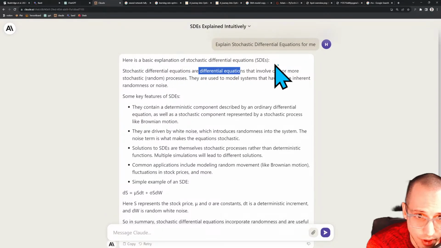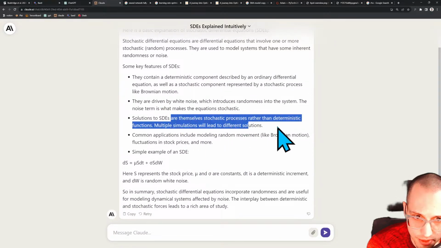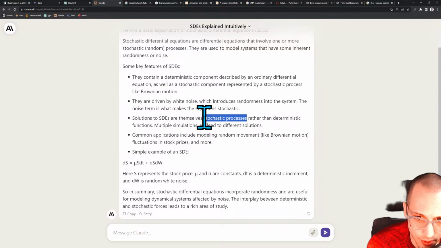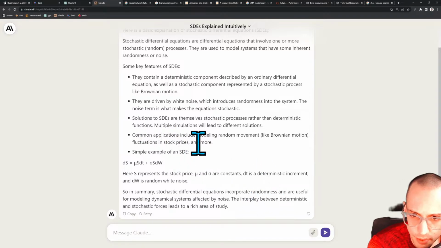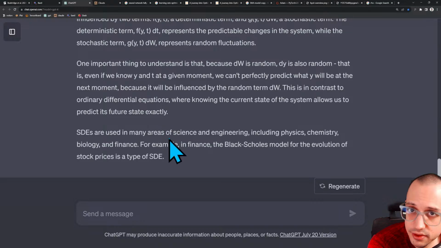Differential equations that involve one or more stochastic, aka random processes. There's some deterministic component as well as a stochastic component. Solutions are themselves stochastic processes, so you can't take out the noise. At some point, you're going to end up with the same noise term. Common applications include random movement. All right, let's see what we got here.